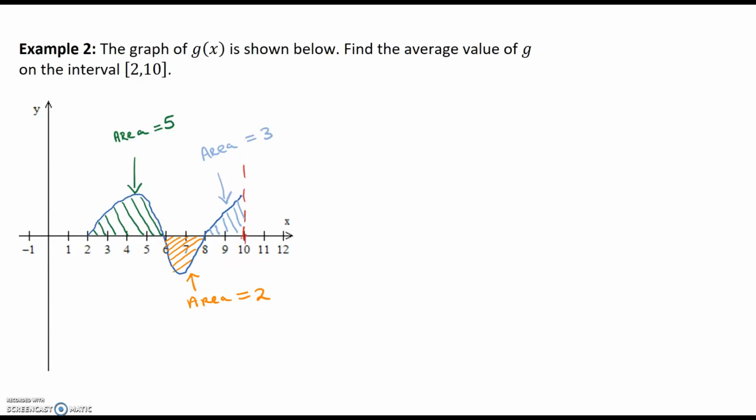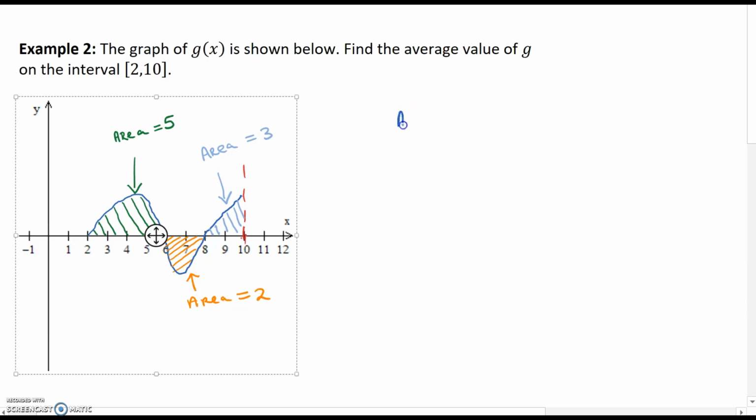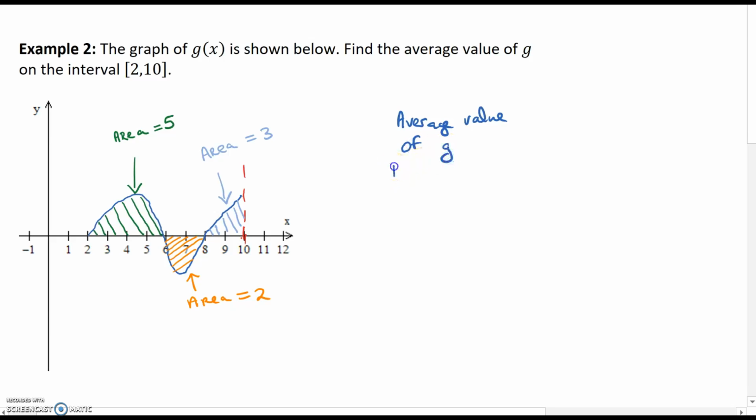This is a very important example because it's the first time we've looked at the relationship between area and integration. Now we want to find the average value of g. So we know what that is in terms of integration. So let's begin there. So the average value of g between x equals 2 and x equals 10.